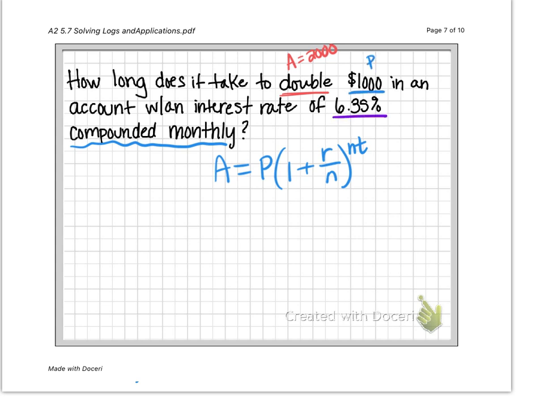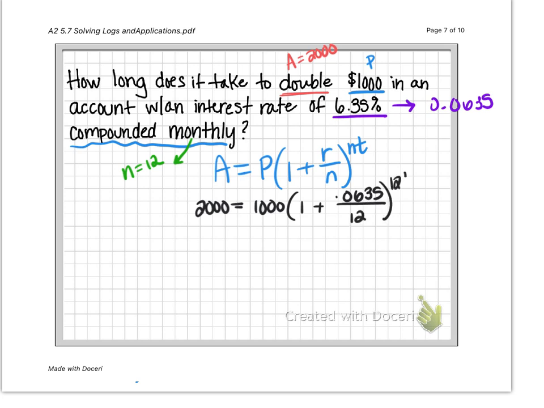Our rate is 6.35, but remember we have to change that to a decimal. So we move the decimal point 2 places to the left and get 0.0635. And then compounded monthly, that means 12 times a year, so our n is 12. So when we plug all this in, we get that A, which is 2,000, equals P, 1,000, times 1 plus our rate, 0.0635 over n to the nt.